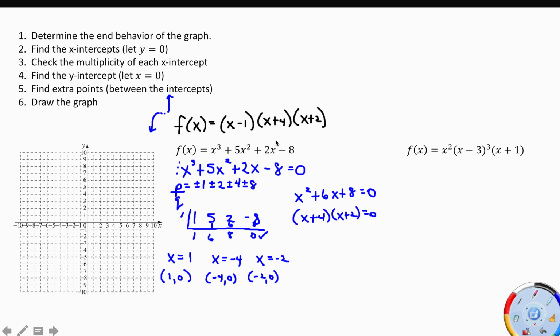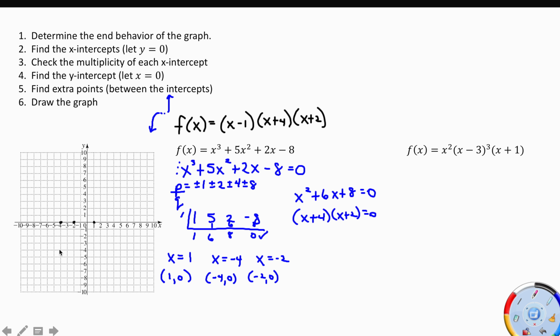Okay, so I have a point here, 1, 0, -4, 0, and -2, 0. Before I go much further, and none of them have multiplicity, I want to make sure that this shape will go through those points, and it will. Perfect.